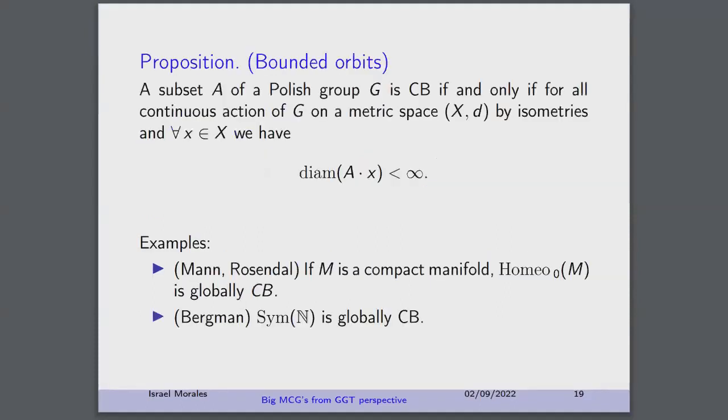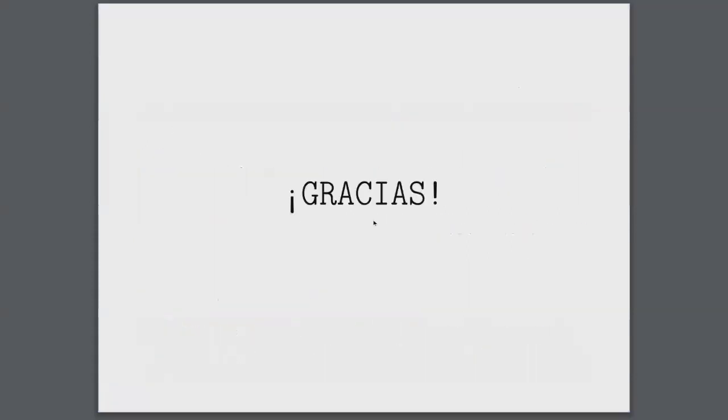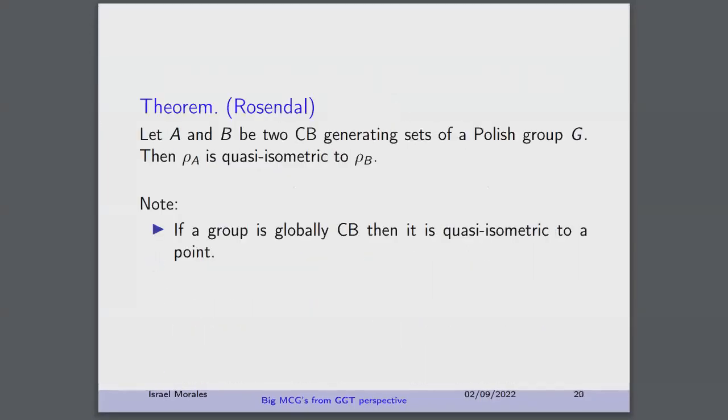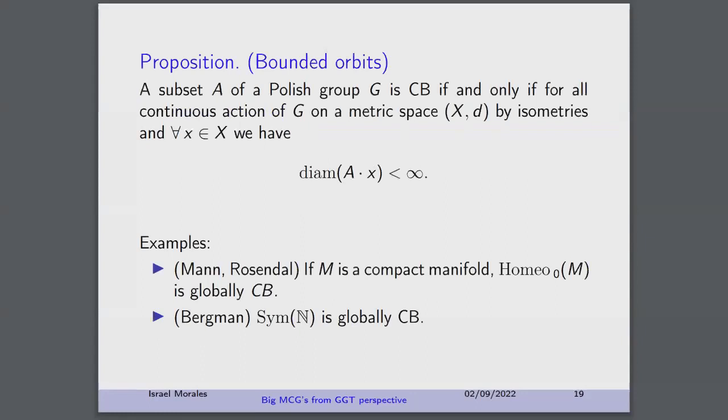But more importantly, in Polish groups, the notion of CV sets has a nice geometric interpretation. A subset of a Polish group G is CV if and only if all orbits of any continuous action of G by isometries on a metric space X are finite.